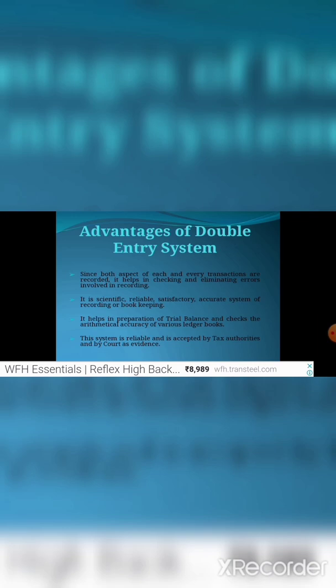Advantages of a double entry system. Since both aspects of each and every transaction are recorded, it helps in checking and eliminating errors involved in the transaction. It is a scientific, reliable, satisfactory and accurate system of recording or bookkeeping. It helps in preparation of trial balance and checks the arithmetical accuracy of various ledger books. This system is reliable and is accepted by the tax authorities and courts as evidence. Accurate means speed of recording or bookkeeping.